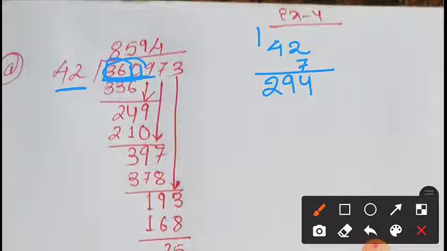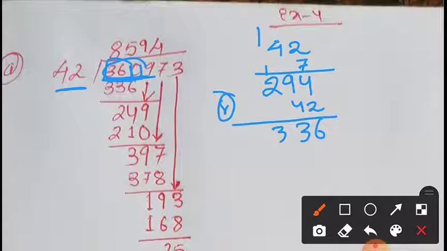Now I will try to find 42 times 8, isn't it? So instead of multiplying, I can directly add. I can add 42 to the given answer. It will give me 4 plus 2 is 6, 9 plus 4 is 13, carry 1. So this is actually for 8.